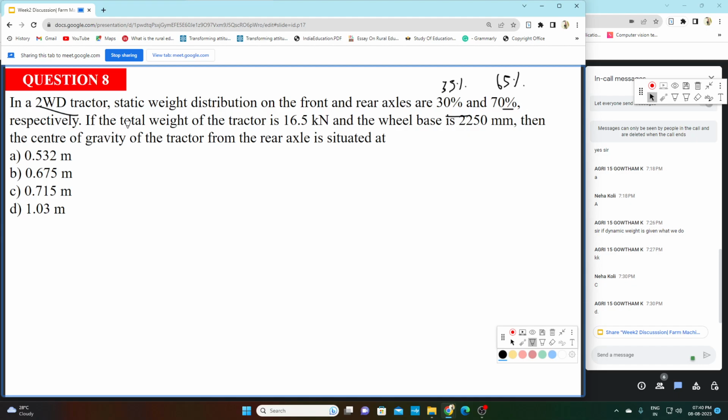Okay, now the total weight of the tractor is 16.5 kilonewton, so WT is given. RF is given as 0.35 WT, and RR is given as 0.65 WT. The wheel base is also given, that is 2250 millimeter, capital L. Now what we have to find is the center of gravity of the tractor from the rear, that is the small one.